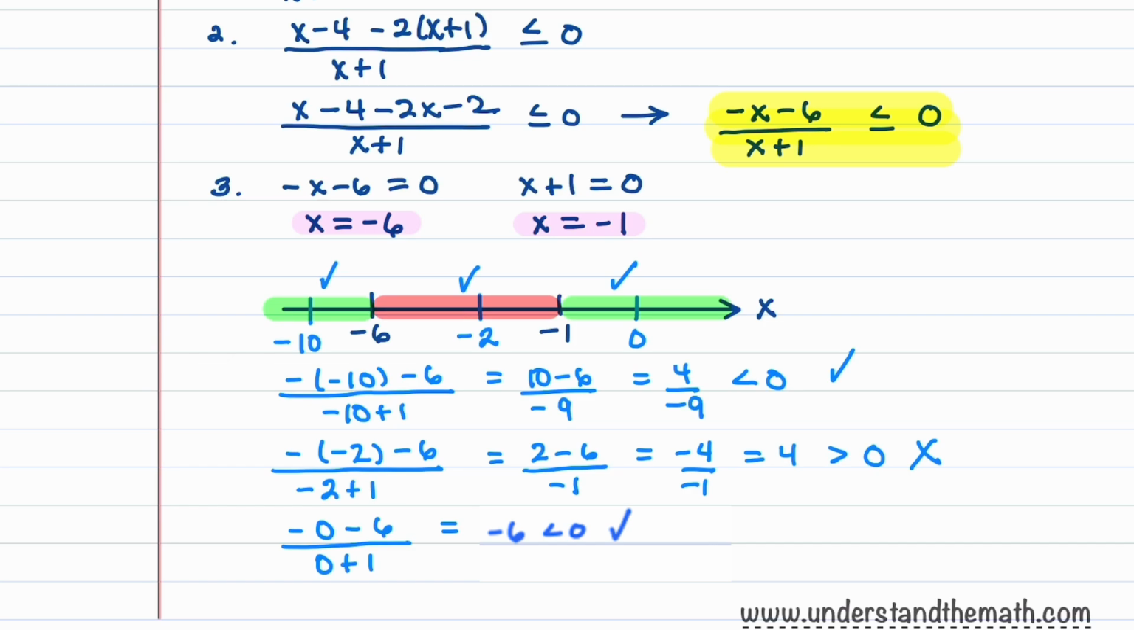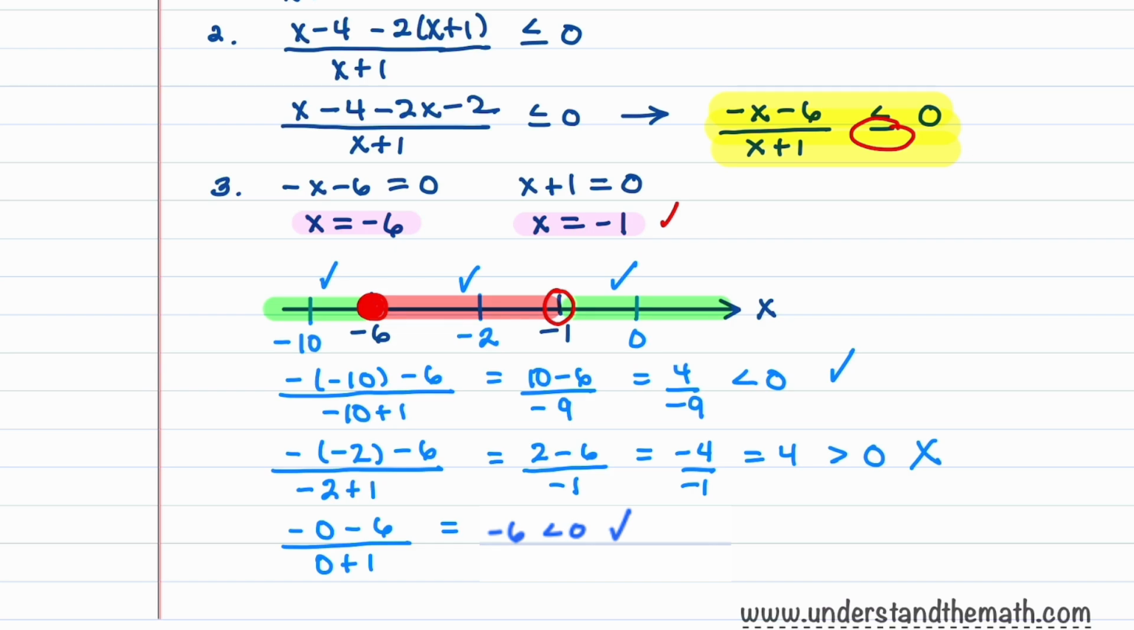Now we have to look at our critical points and decide if they are included or not included. Any critical point that comes from the denominator is not included because we can't have a denominator equal to 0. Our x = -1 came from our denominator, so I'm going to put a big open circle here. And then our x = -6 came from the numerator, and notice that we have an equal sign here, so that point is going to be included.